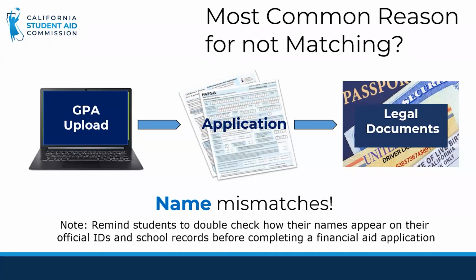Now, it could be that you put your name correctly on the application, but the school doesn't have your name exactly the same way. Everything is fixable. It can be fixed. It just might slow down the process a little bit.